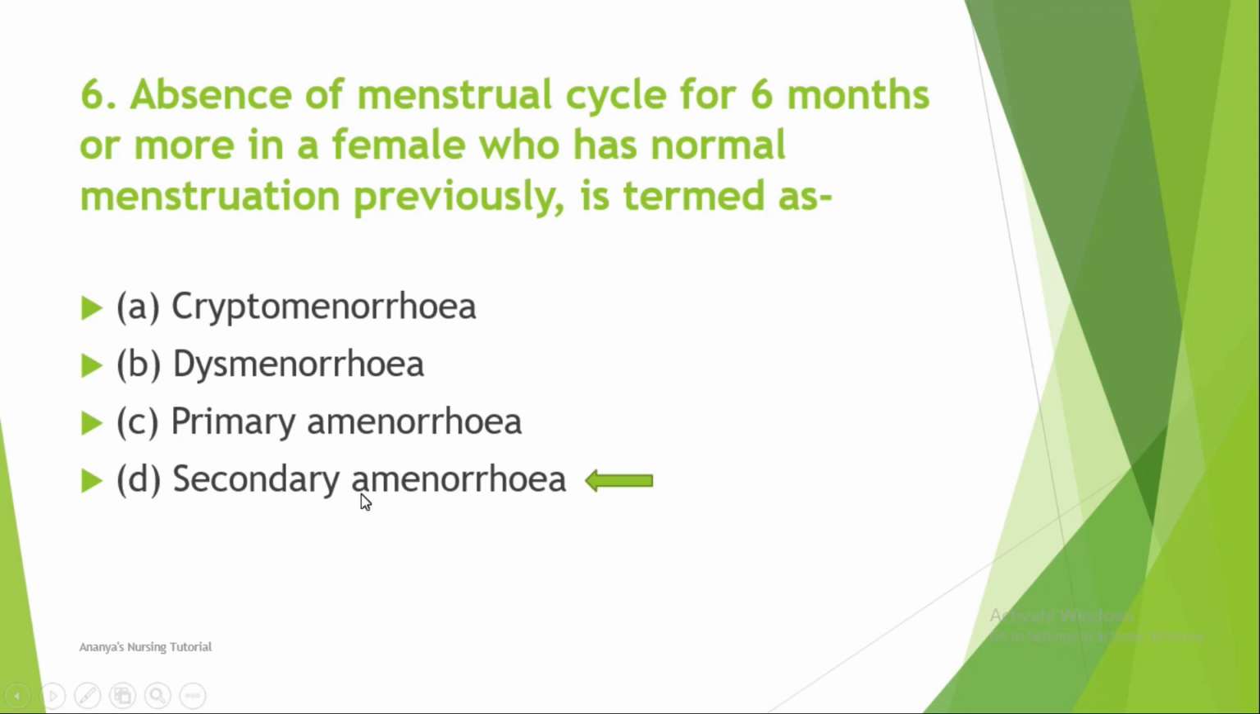Amenorrhea means absence of menstruation. Primary amenorrhea is when there is absence of menstruation from the beginning. The menstruation has not started. That is primary amenorrhea. But secondary amenorrhea is when a female already has menstruation. It started the menstruation cycle, but suddenly the menstruation has stopped for 6 months or more than that. So it will be termed as secondary amenorrhea.